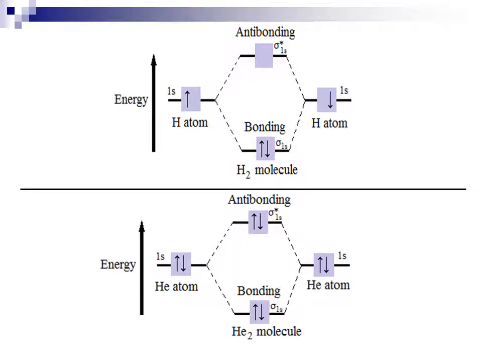Compare that to the helium diatomic molecule, which doesn't form. We have initially 2 electrons in each of the 1s's, which combine to form sigma 1s and sigma star 1s bonding and antibonding orbitals, each with 2 electrons, creating an unstable configuration and a molecule that does not exist.